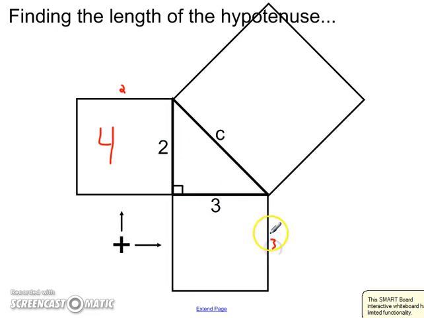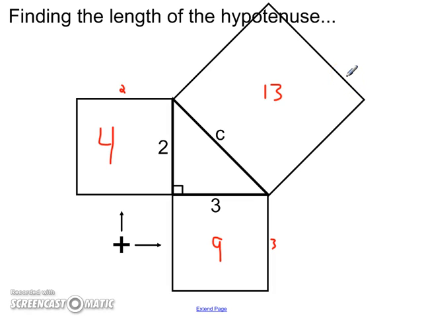This square down here would have to be 3 by 3. Well, 3 times 3 is 9. Well, if I add these two areas together, 9 plus 4, well, that's 13. So the area of this square up here has to be 13.